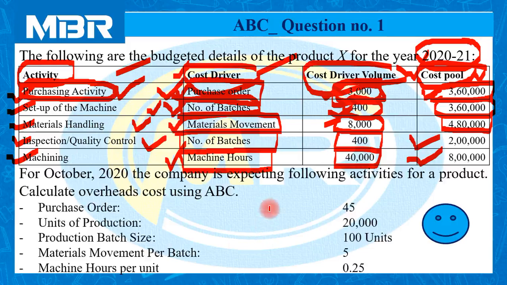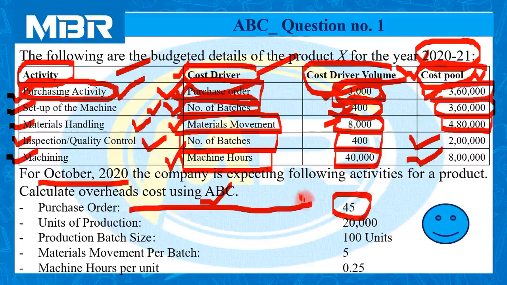Now, what happened in our case? For October 2020, the company is expecting the following activities for a product. Calculate overhead cost using the activity-based costing method. During October 2020, the number of purchase orders placed is 45. Number of units produced is 20,000.